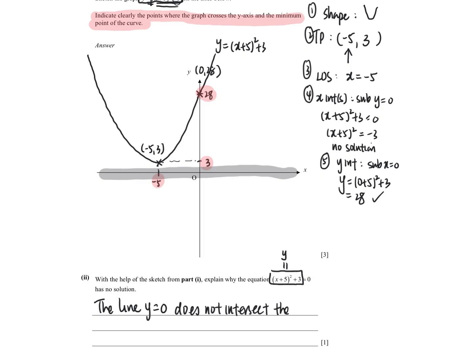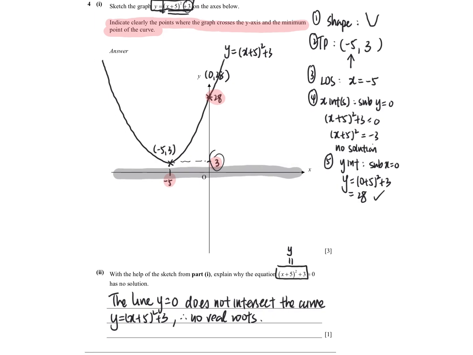Some of you mentioned that the line y equals to 0 does not intersect the curve y equals to this. Therefore there's no real roots. As long as you can tell me that there's no intersection at all, your whole graph lies above the x-axis, then it's good enough as an answer. Some of you even tell me that my minimum point 3 is greater than 0, it will never intersect. That is also fine. So many possibilities.